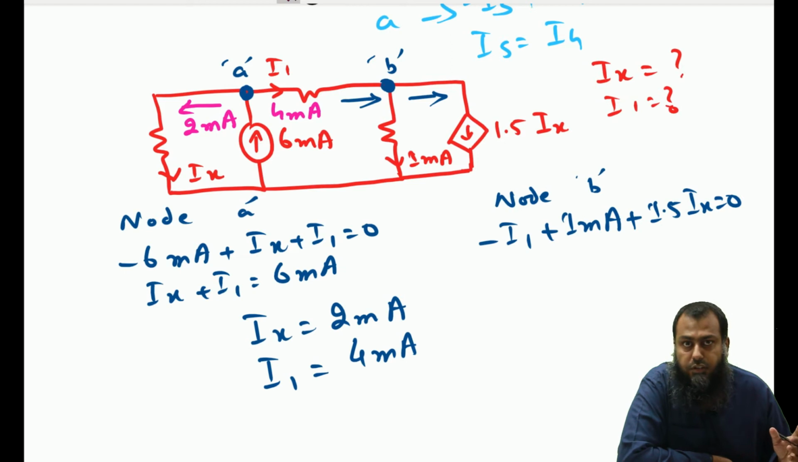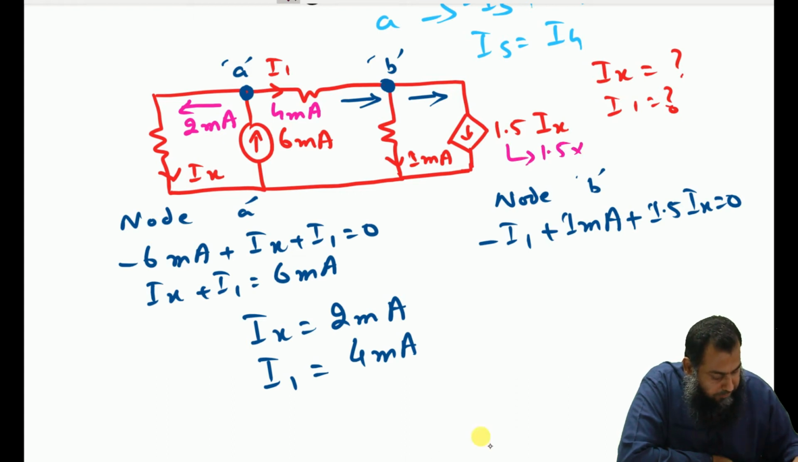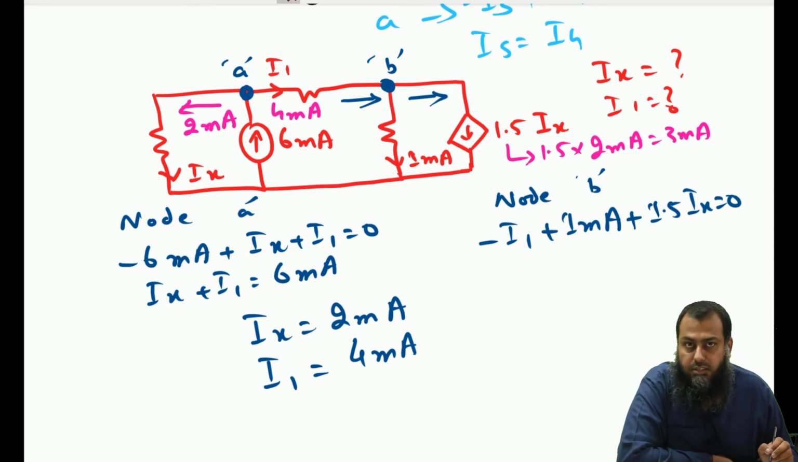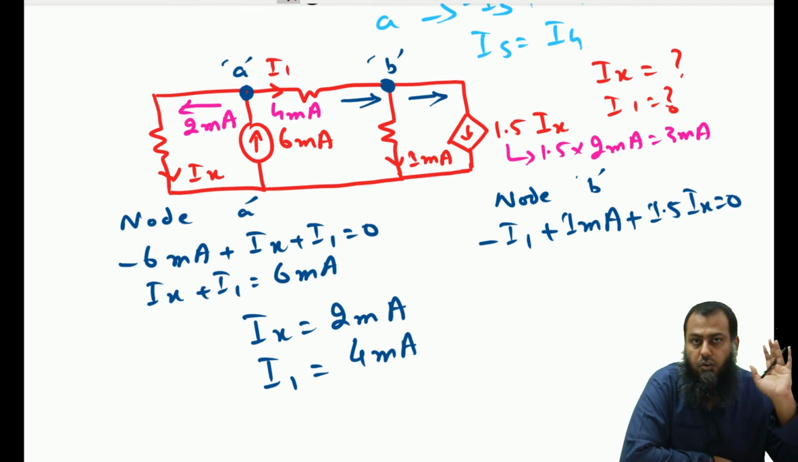Similarly, if I go to node B and want to verify whether Kirchhoff's current law holds true for this node, then I can say that 4 milliampere is coming here, 1 milliampere goes here, and this is 1.5 times Ix, that is 1.5 into 2 milliampere, which is equal to 3 milliampere. So we have 3 milliampere going through this dependent current source. 4 milliampere is coming, and hence this 1 milliampere goes through this particular path of the resistance, and hence at this node B, Kirchhoff's current law holds true.